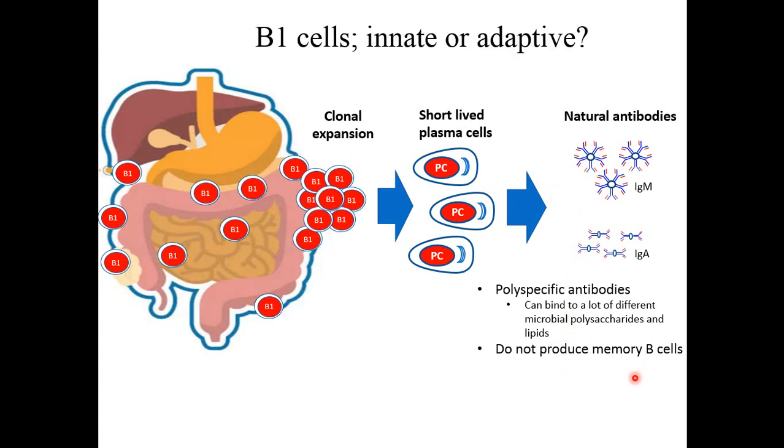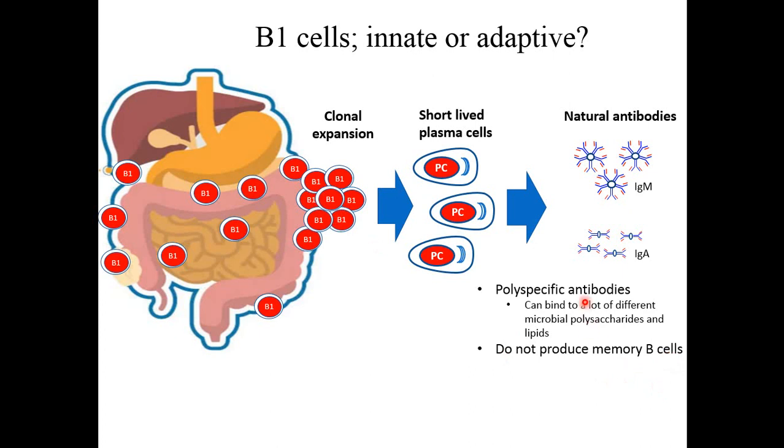So this raises a question. Are they really part of the adaptive immune system, or are they part of the innate immune system? Because the thing that differentiates the innate and adaptive arms of the immune system, there are two things: memory and specificity. We say that innate immune responses do not have it, and adaptive immune responses do have it. Well, for this particular group of B cells, they don't produce memory, so they lack one of those features.